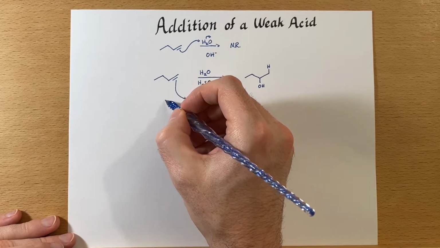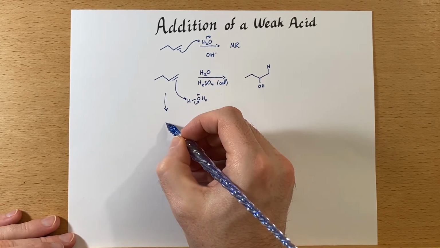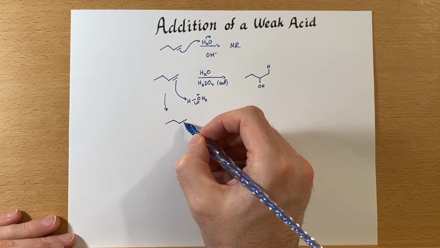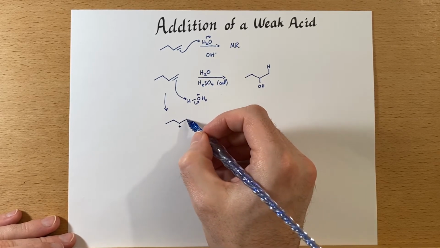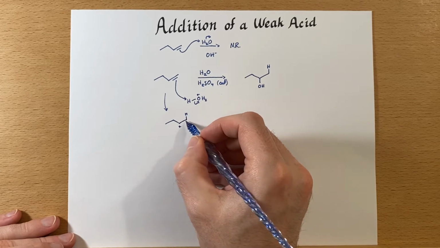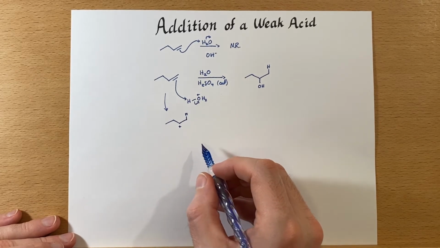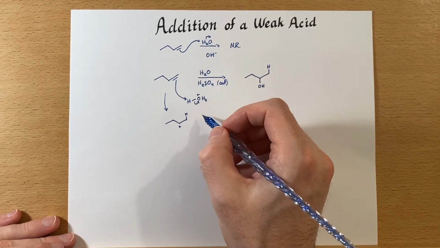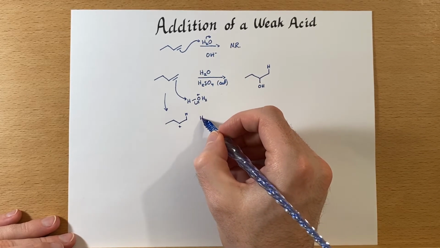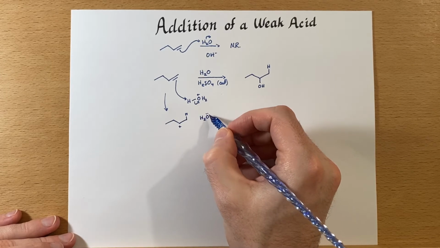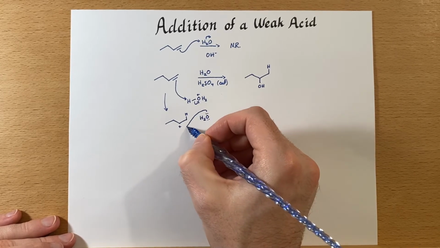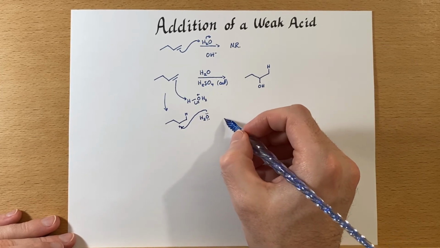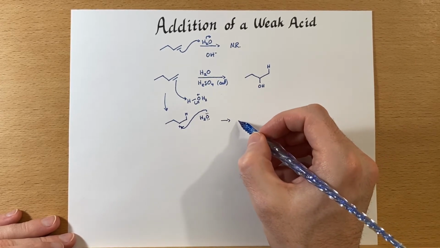So we do this, we'll make this intermediate, which has the new proton right there. And then we'll bring in our water that we just have floating around in the solution. That attacks that positive charge. We get the new intermediate.